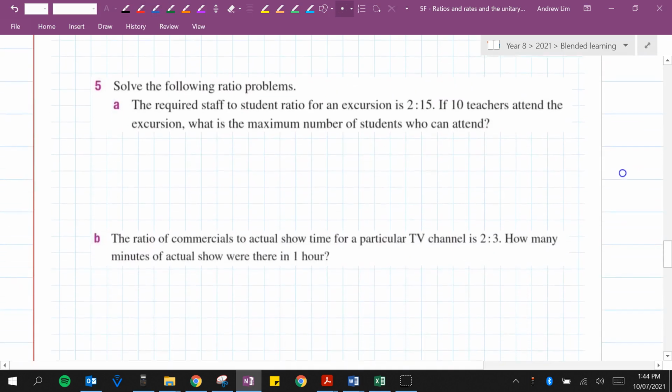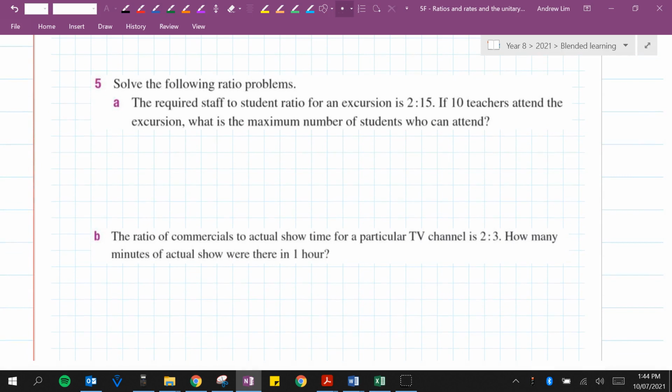Right, let's have a look at question 5a. Solve the following ratio problems. The required staff to student ratio for an excursion is 2 to 15. So I'm going to write here staff to student is 2 to 15. If 10 teachers attend the excursion, what is the maximum number of students who can attend?